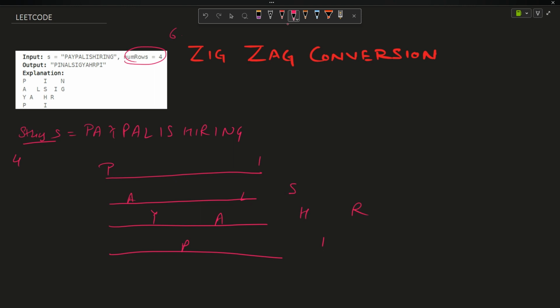H I R I N G. Similar to this structure, right? This is just more spacious and more convenient to look at. Let me extend the lines. So these are your particular rows, and now the question demands you to give the output in the same manner.